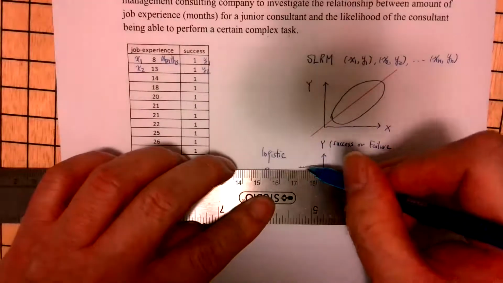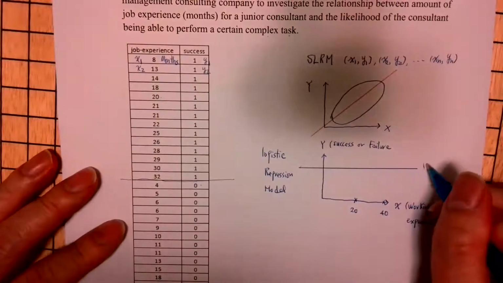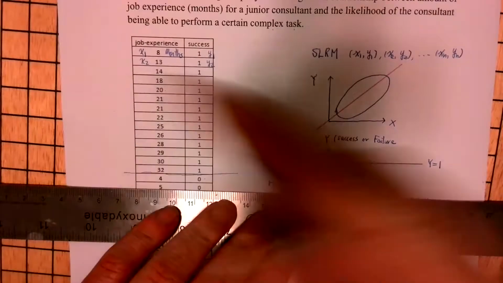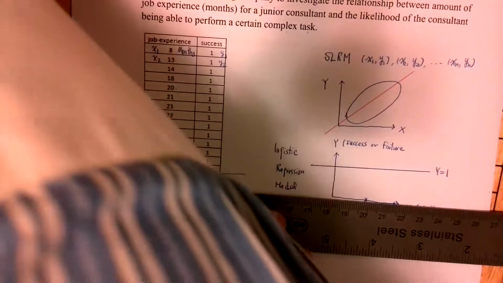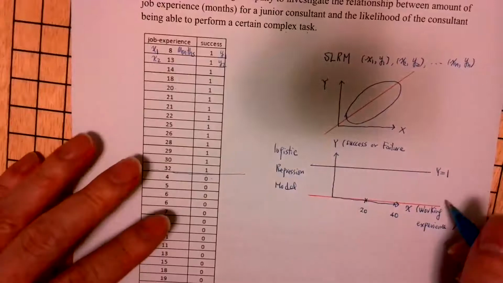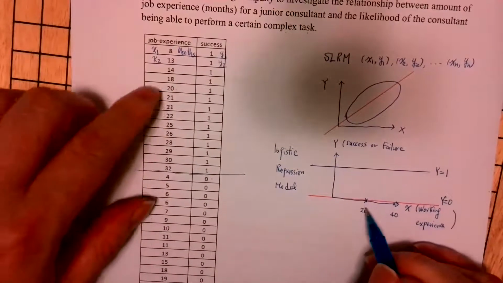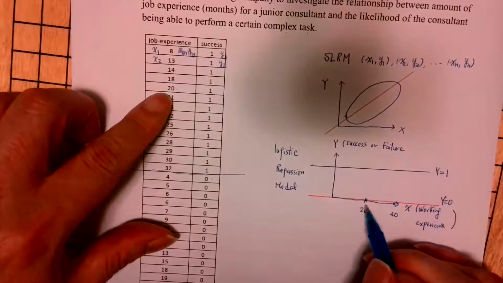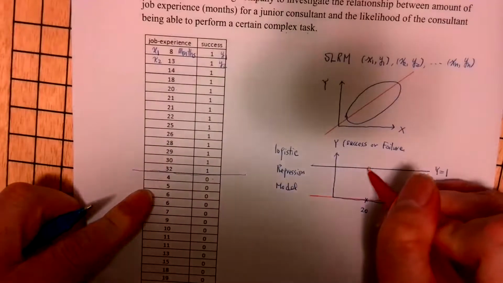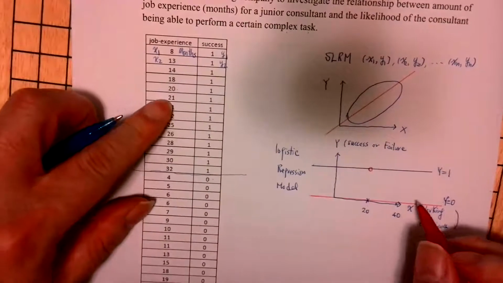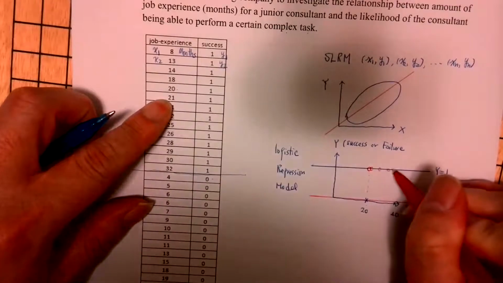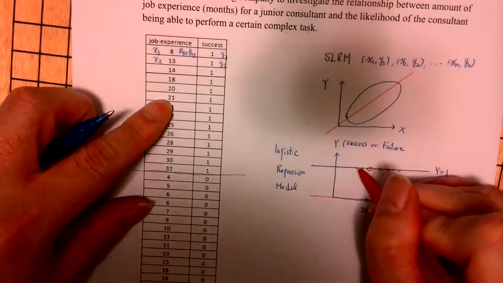Say this line is Y equal to 1, and this line here is Y equal to 0. 20 months of working experience, we code it here. It's a success. So suppose I put a circle here, okay? And 21 also success, so you put a lot of circles here. I just put it randomly, don't follow the data, so you know what's going on.